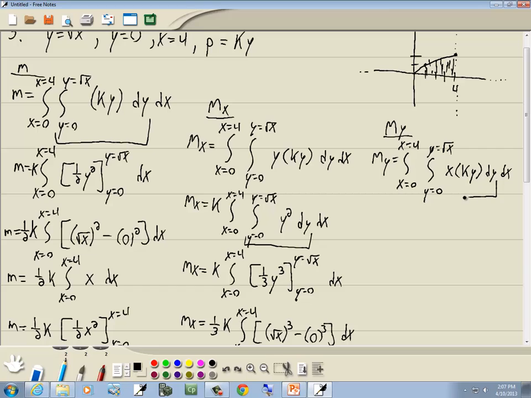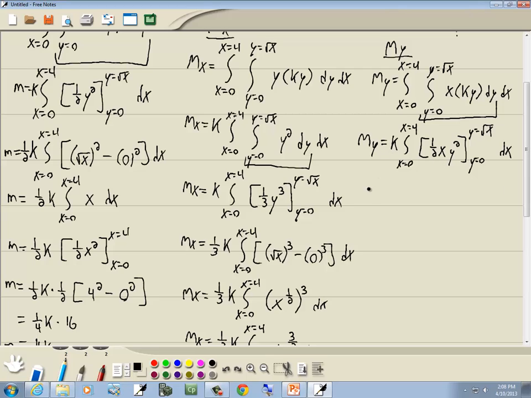Now I'm going to do the integral here. The k I'll go ahead and put out in front. So I've got k there, and then x equals 0 to x equals 4. I'm integrating with respect to y, so the x part is like a constant, so I just look at the y. Add 1 to your power, divide by your new power. So that gives us 1/2 x y squared from y equals 0 to y equals square root of x, dx.